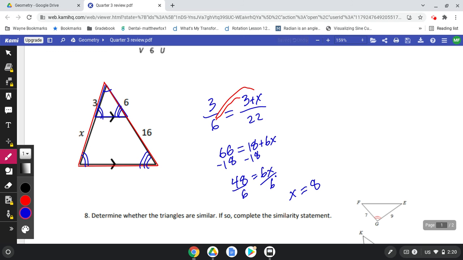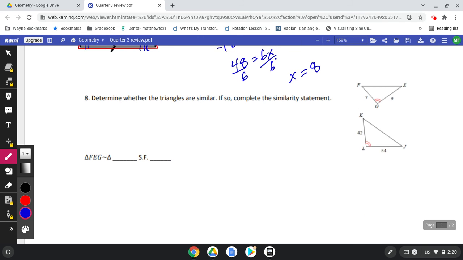All right. The next one, it says, determine whether these triangles are similar. If so, complete the similarity statement. So right here we see that G and L are congruent. So the only way they can be similar is if those two match up. Which means, since we don't know anything about the other angles, we have to look at these sides. We have to check, does it match up by SAS?